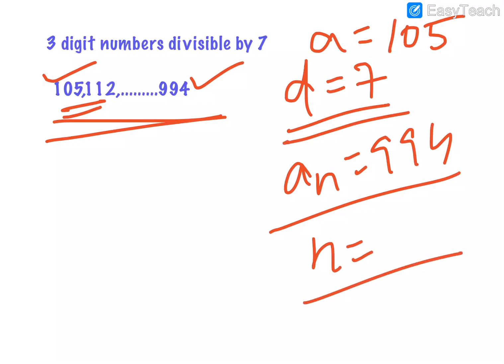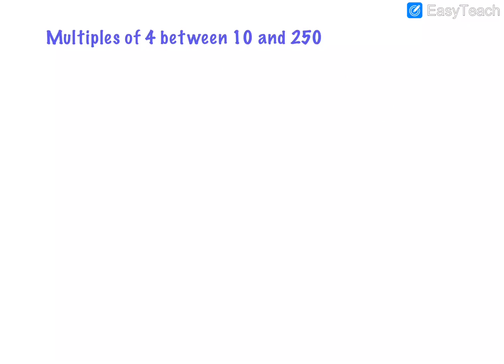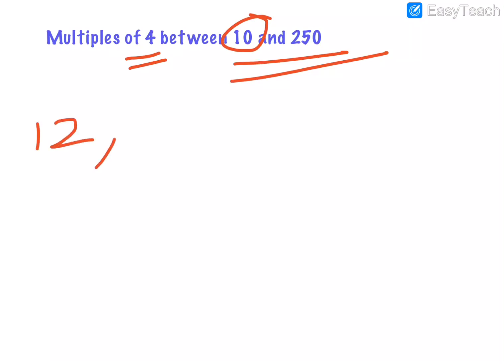And similarly, the next question also, multiples of 4 between 10 and 250. 10 doesn't come in the 4 table, 11 it doesn't come, then 12 is the first number after 10. Between 10 and 250, the first term that comes in the 4 table is 12. And the next one will obviously be 16. Since multiples differ by 4, this is an arithmetic progression.